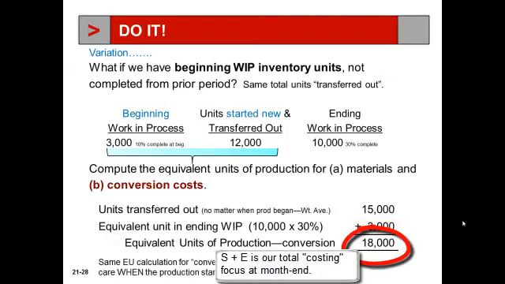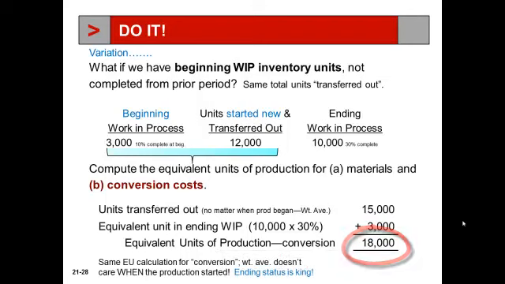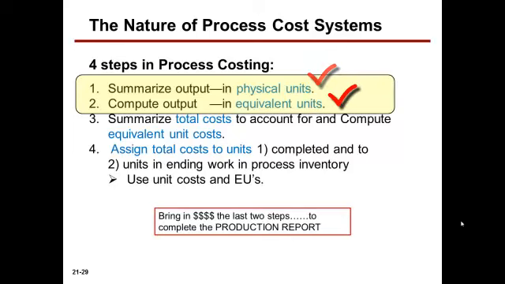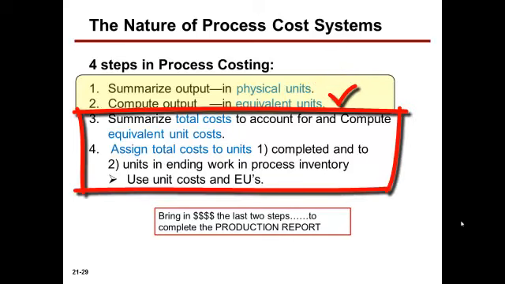Please note that the EUs for conversion are the same calculation under the weighted average method. It does not matter when production started. The ending status is king. So during this discussion, we just concern ourselves with the first two steps of completing a production cost report, summarizing output in physical units, and then computing that output in equivalent units. We'll bring in the dollars in the last two steps in our next discussion to complete our production cost report.